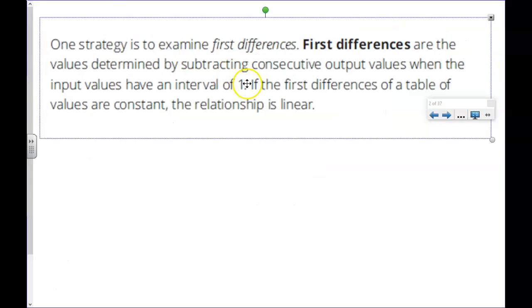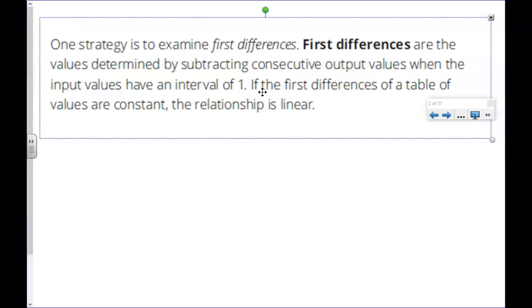So one of the strategies that we can use is called the first difference. So it's taking the y values, finding out what those differences are, and finding the x values, and hopefully those intervals are going up by 1. If the first difference is the same, then that means that my relationship is linear.